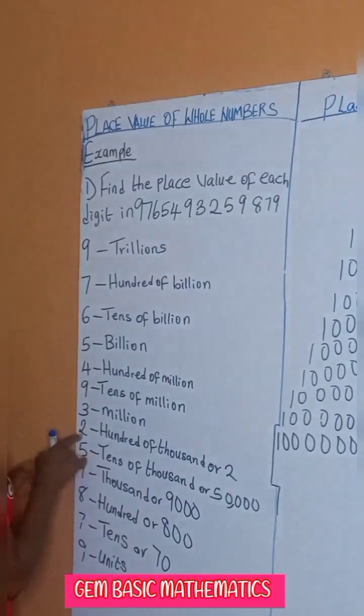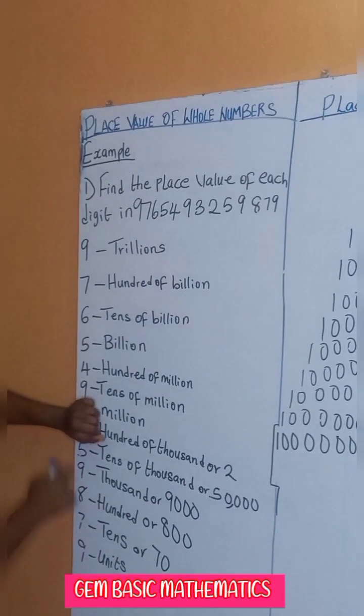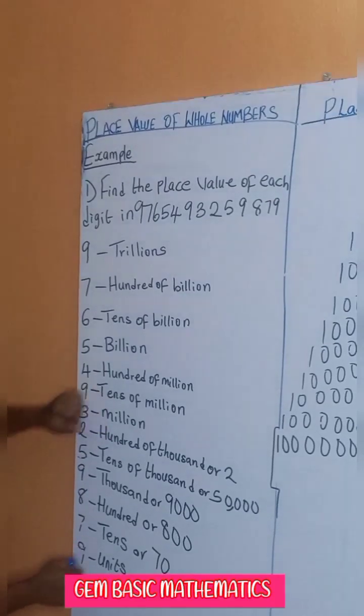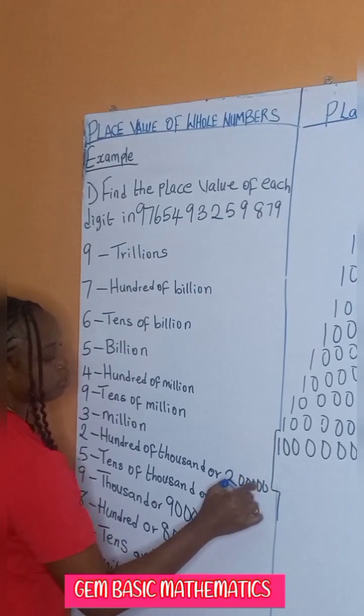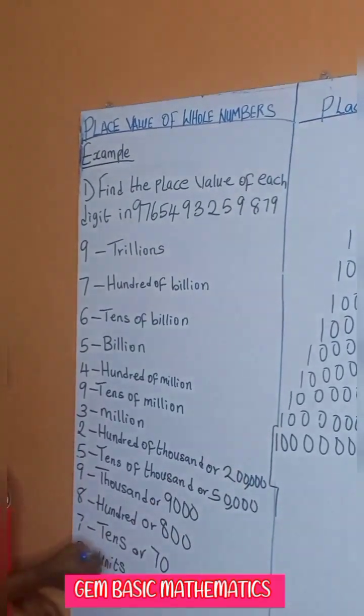This is 2. Cover it. Count the remaining numbers: 1, 2, 3, 4, 5. So we have 5 zeros. So this is 200,000.